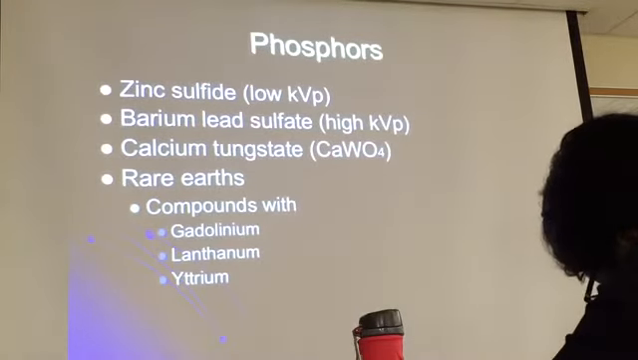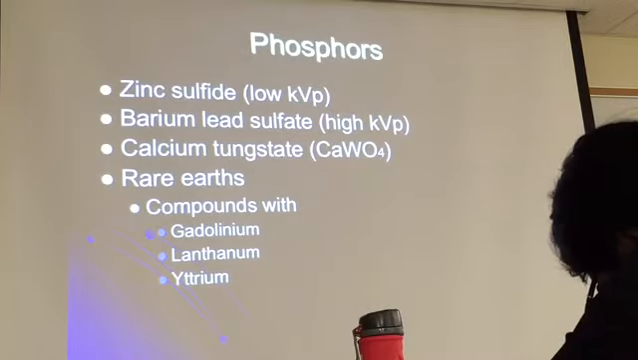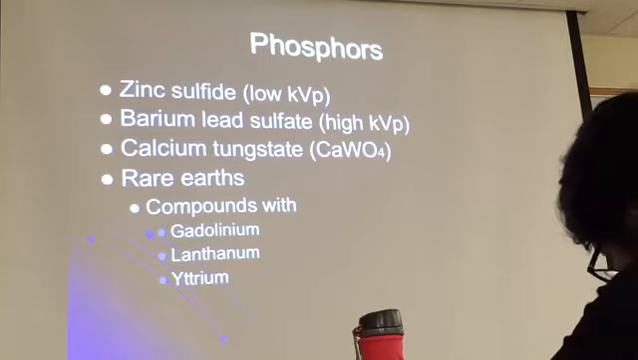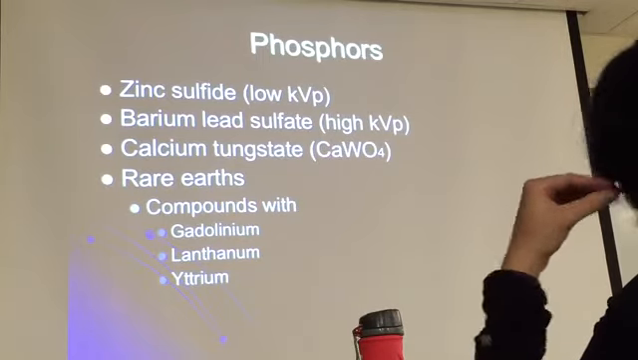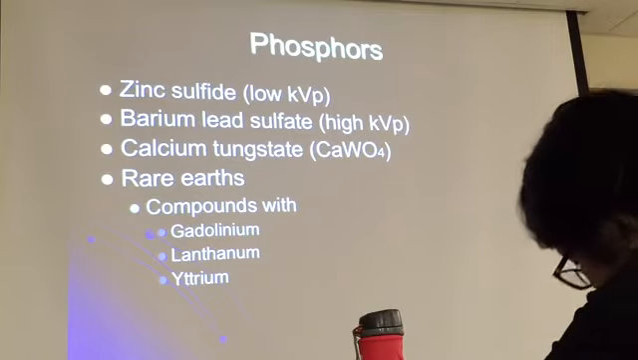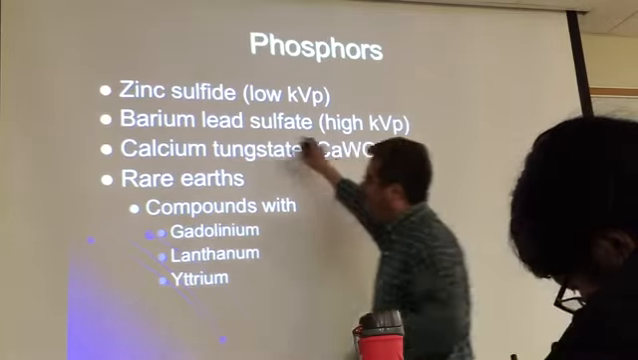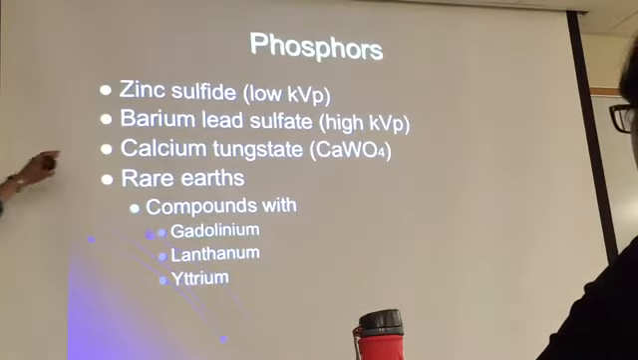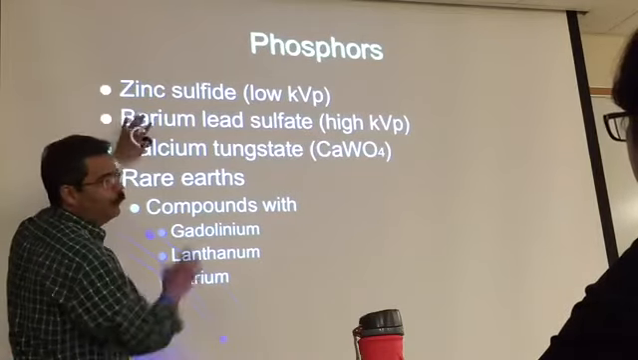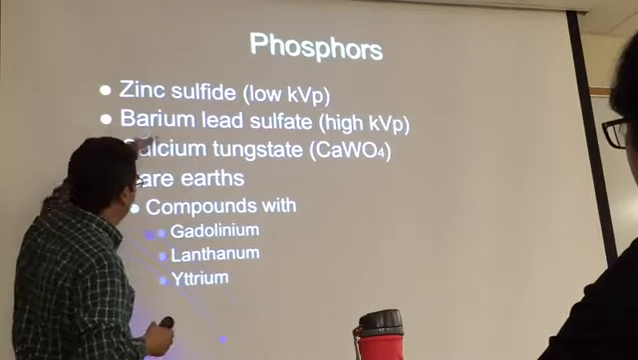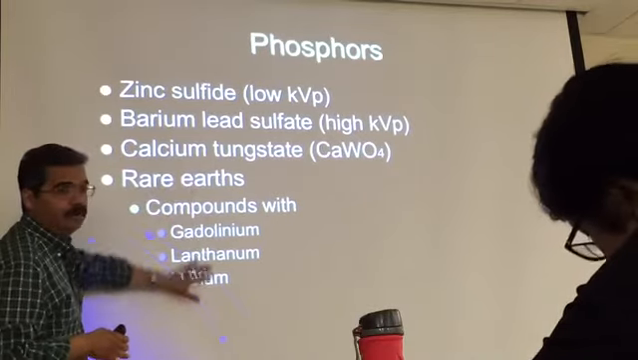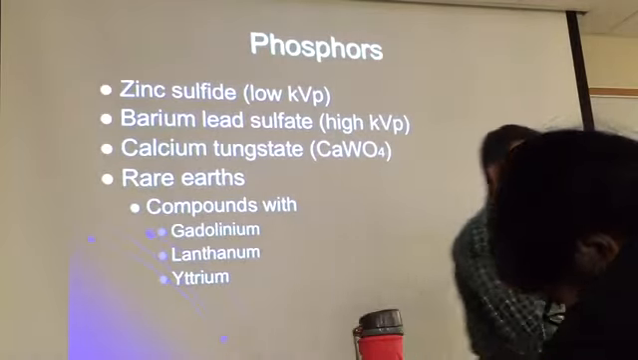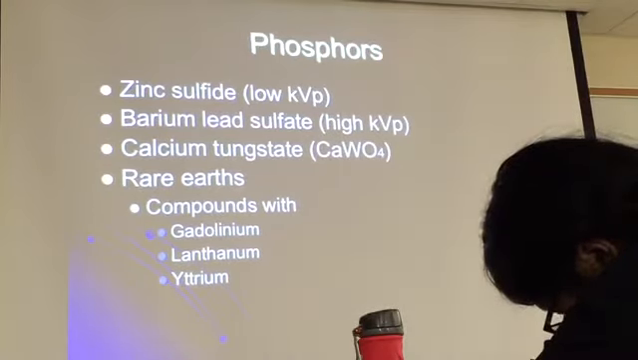Okay, and here are the rare earths that I pointed at you before. Some of the compounds that are used are gadolinium, lanthanum, and yttrium, the three that I pointed at you before. These are the old ones. Calcium tungstate came after. Barium and zinc, all of them were old. And then in the early 70s, we got gadolinium, lanthanum, and yttrium, and they work very well. I'll describe in just a second what the difference is between the two.